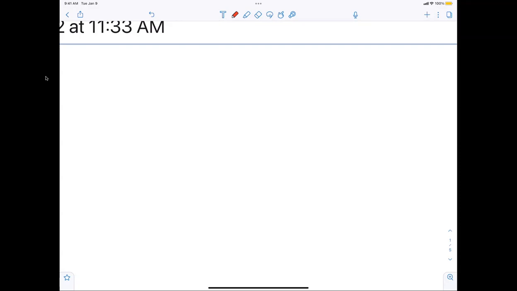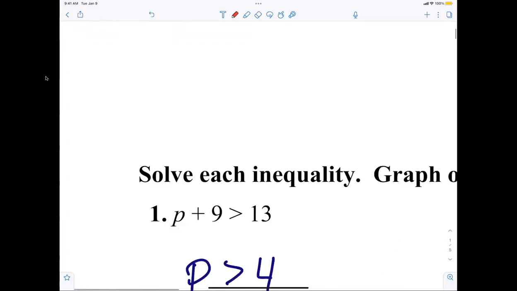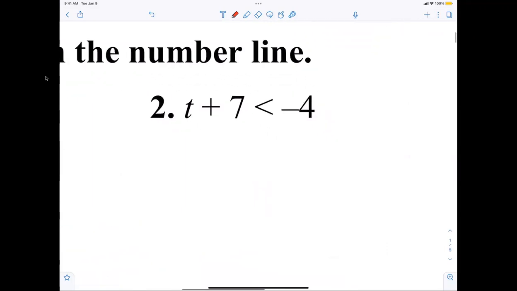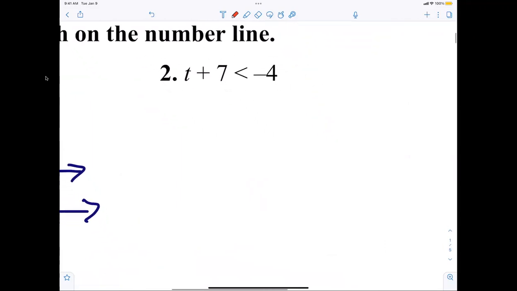All right, so first and foremost, solving the inequalities, same exact procedure. There's just one little extra thing that you have to remember for the inequalities. So let's take a look at question number 2. Everybody's looking at t plus 7 is less than -4.